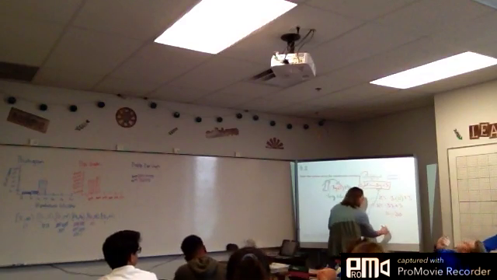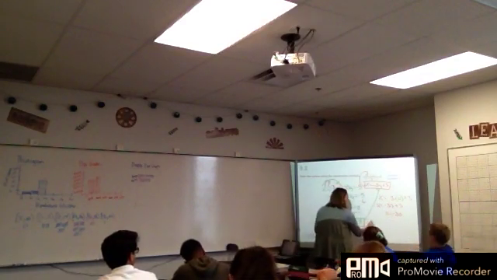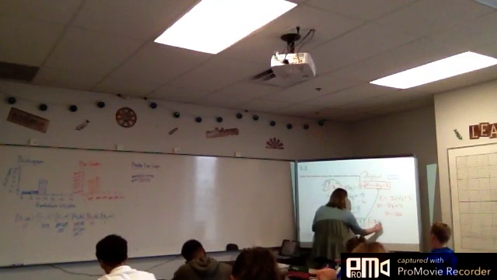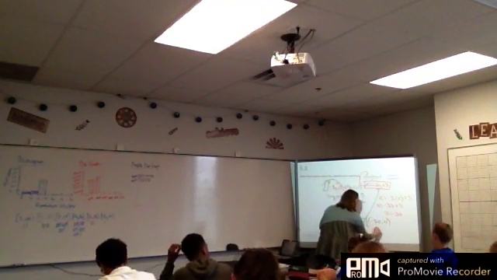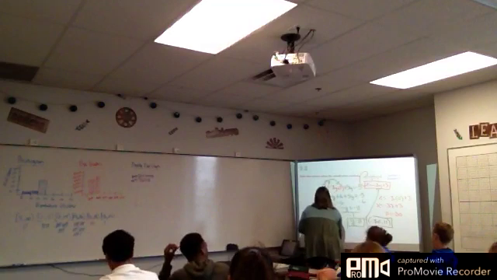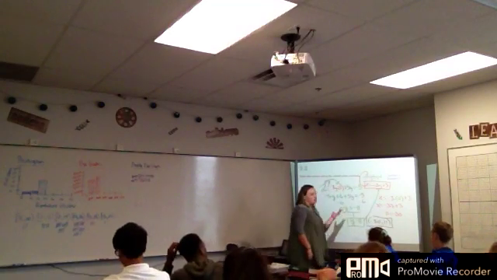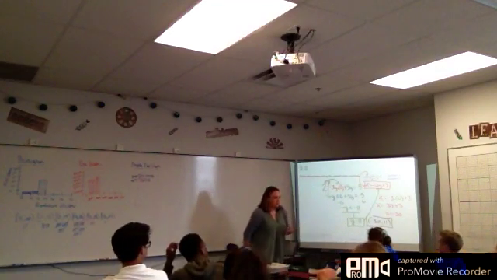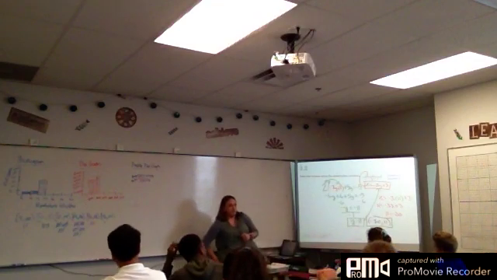Negative 30. So your solution needs to be written like this: negative 30, 11. That is using substitution, okay? Can you handle that? I think you can.